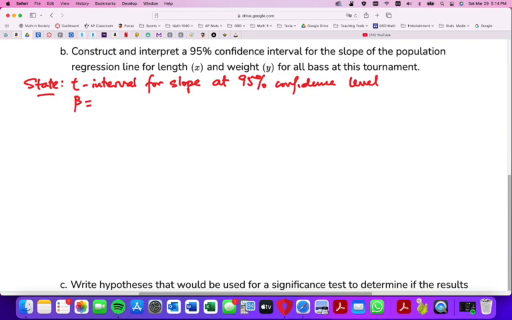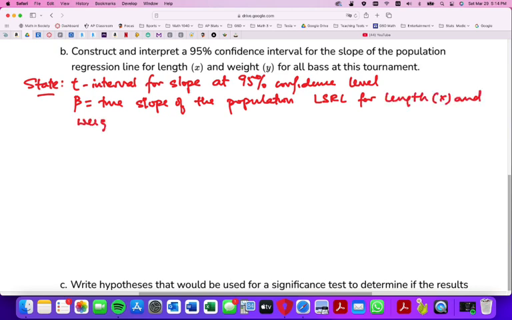Now beta, we have to write our parameter, right? Beta is the true slope of the population LSRL for the length, which is the X variable, and the weight, which is the Y variable, for all the bass at this tournament. Next, we need to put plan, right? After state, we have plan.